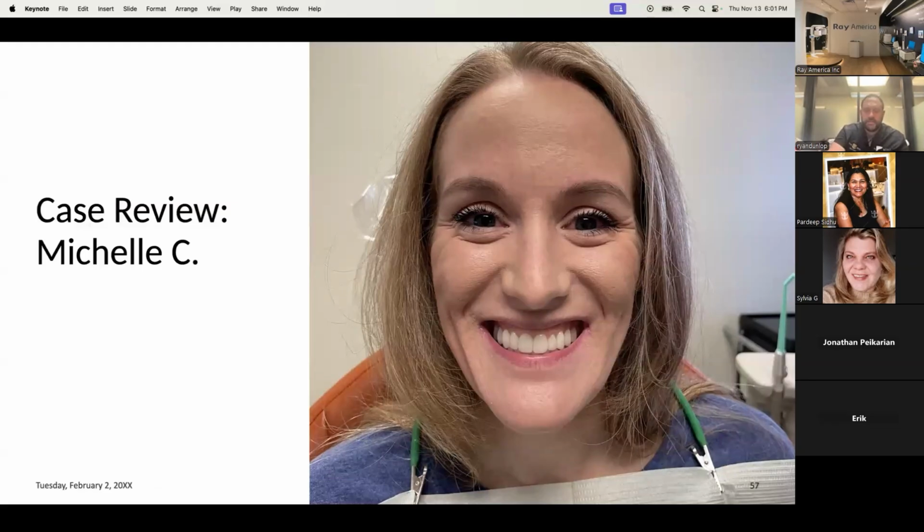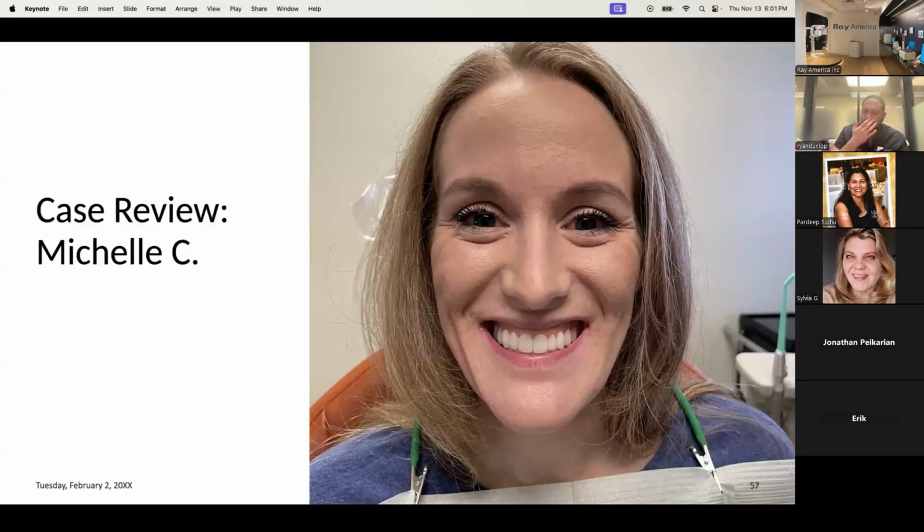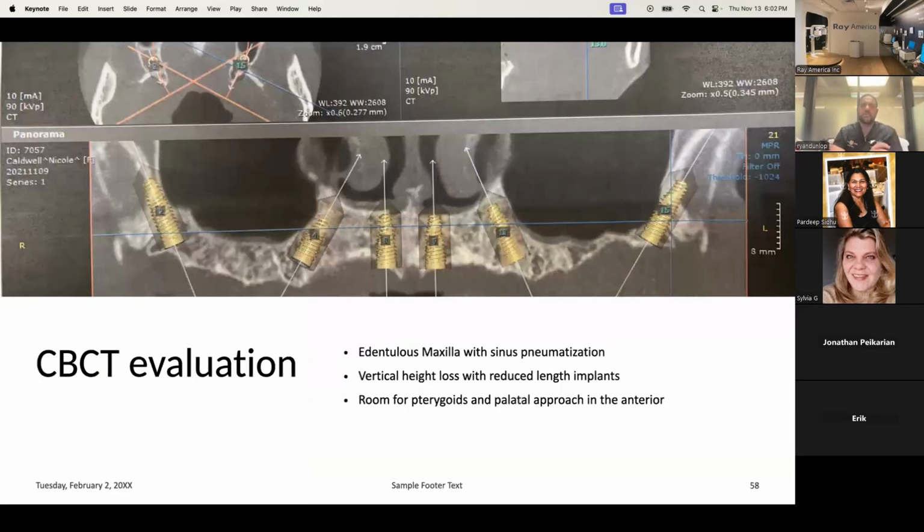Another case that we did a few years ago for Michelle, she was already in a denture. This was her denture, and she desperately wanted to get rid of this. This was actually a remade denture, so this was the improved version. But you can see high smile line, not a lot of bone. So this is a good opportunity to use pterygoid implants to compensate for our lack of vertical height.